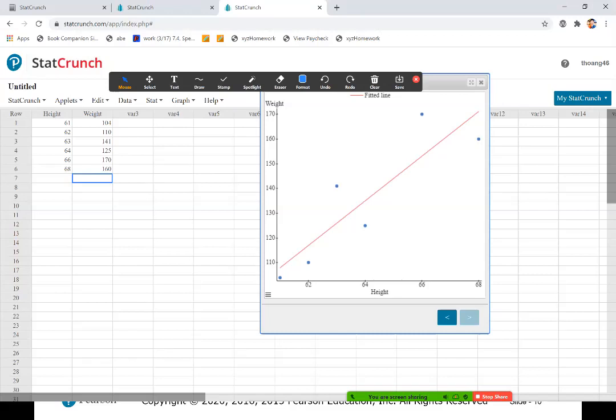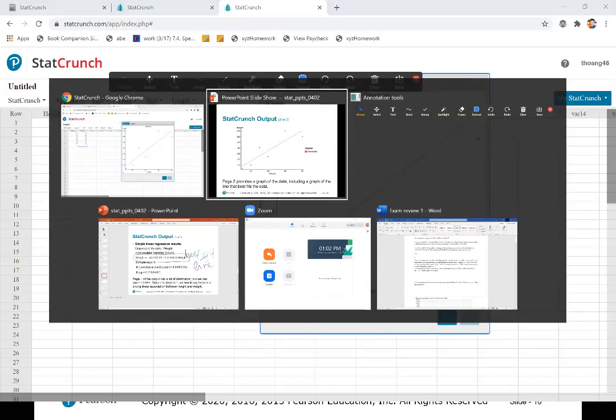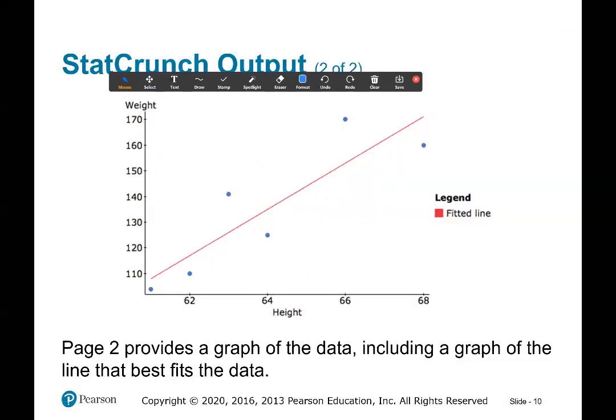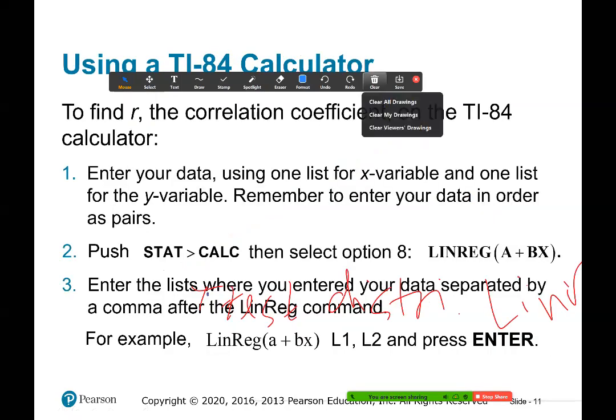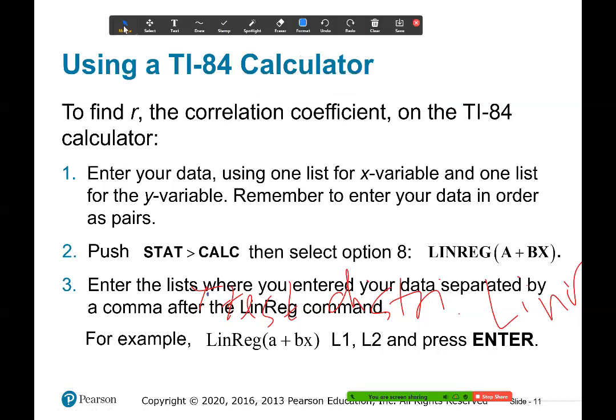And you have 6 samples: 1, 2, 3, 4, 5, 6. You can see the line is going up and the strength is strong. So R here has to be close to 1. All right, so let's move to the next one.